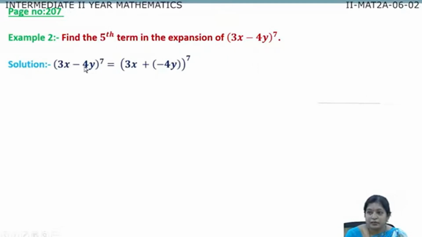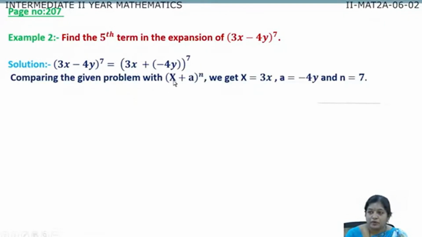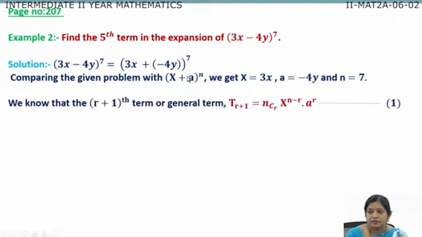So the given problem can be written as (3x plus (minus 4y)) to the power of 7. Now comparing this problem with (x plus a) power n, we get x value is 3x, a value is minus 4y and n value is 7. We know that the (r plus 1)th term, that is the general term, t(r plus 1) is equal to nCr x to the power of n minus r into a power r. So keep this as equation number 1.